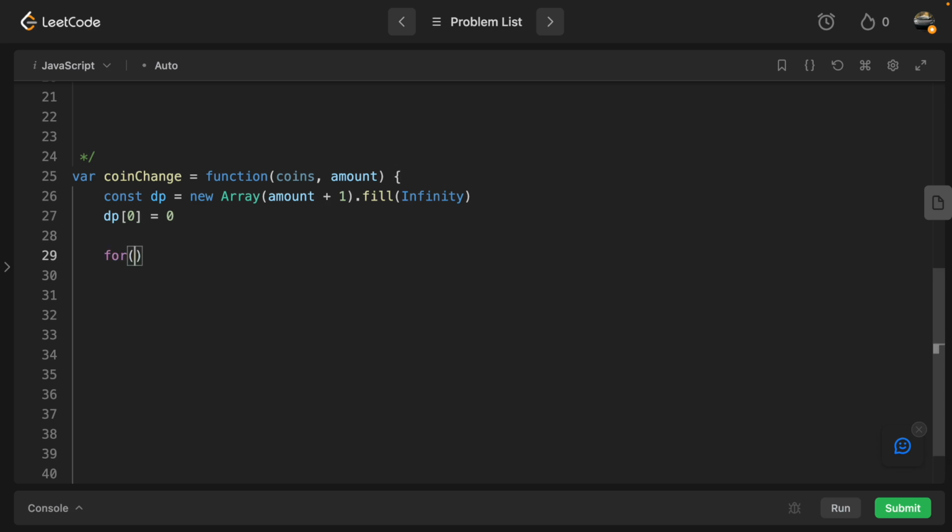And then we loop through each of the coins. For each coin, we want to go through the entire dp array. Let's say i equals coin, and then i smaller than dp.length, i plus plus. The reason why we start from the coin is that if the coin here is bigger than the amount, is bigger than the i, we cannot make the change. So we have to skip it until the amount i here is bigger than or equal to the coin.